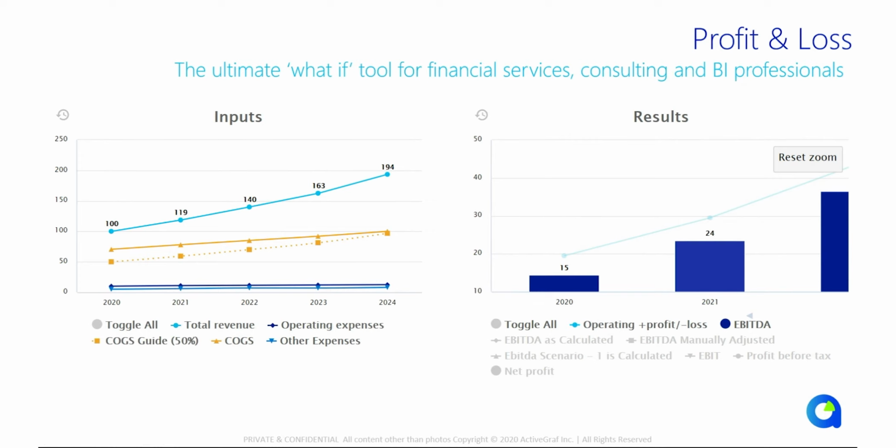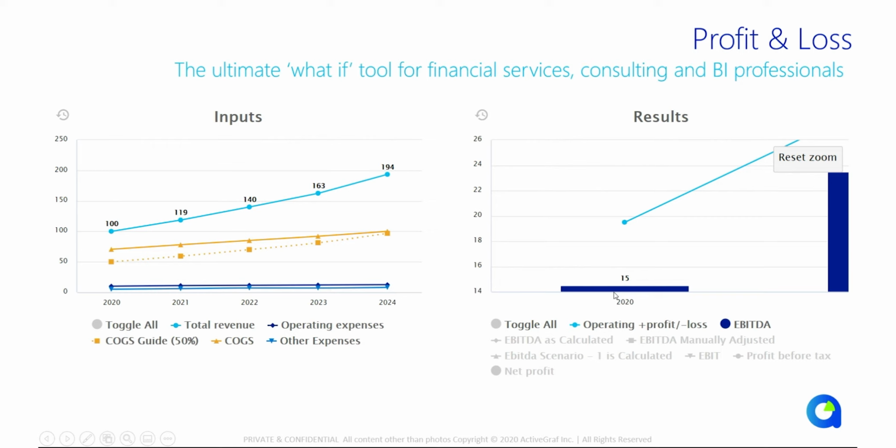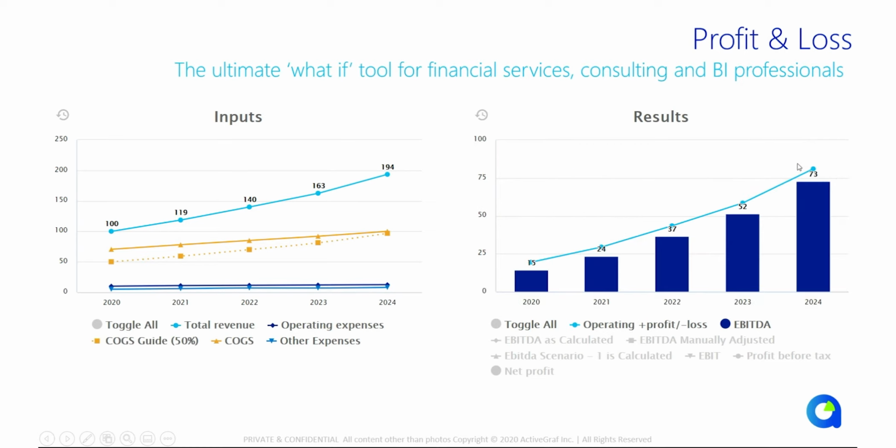This is also a useful feature, and a separate feature is that any ActiveGraf is zoomable. Just click on the area you want to highlight, and it zooms in. This is very useful for very detailed charts with a lot of data points. To reset zoom, all you need to do is click on the Reset Zoom button.